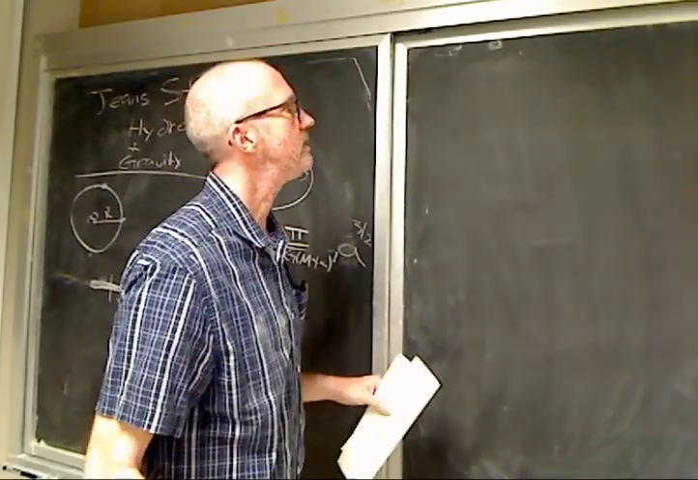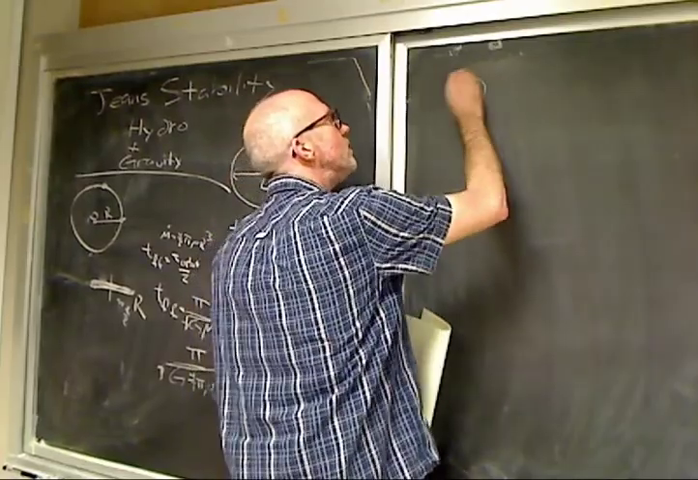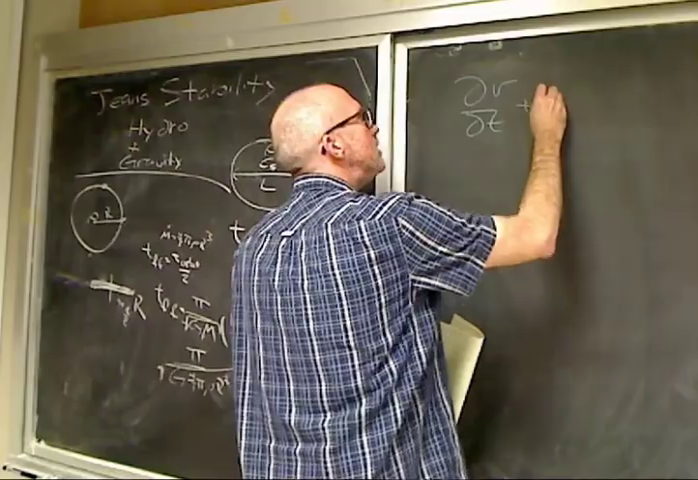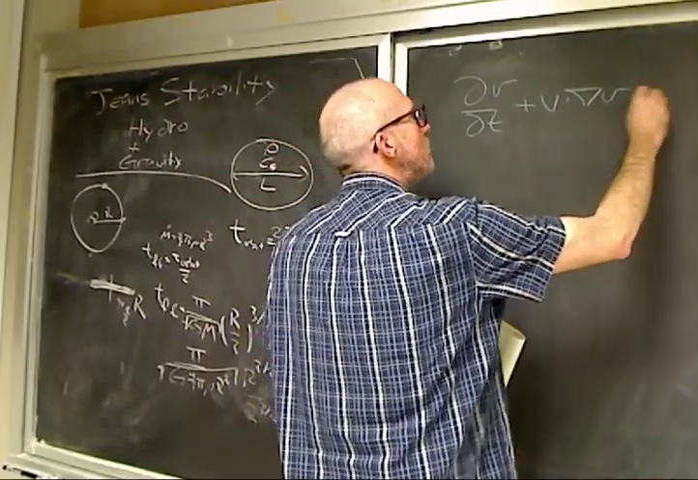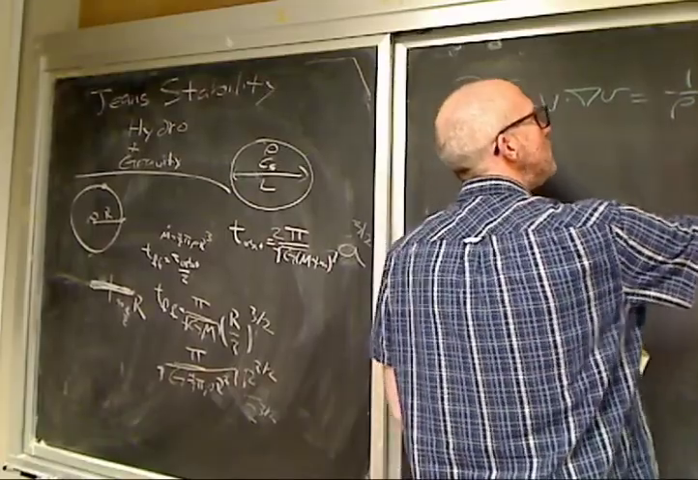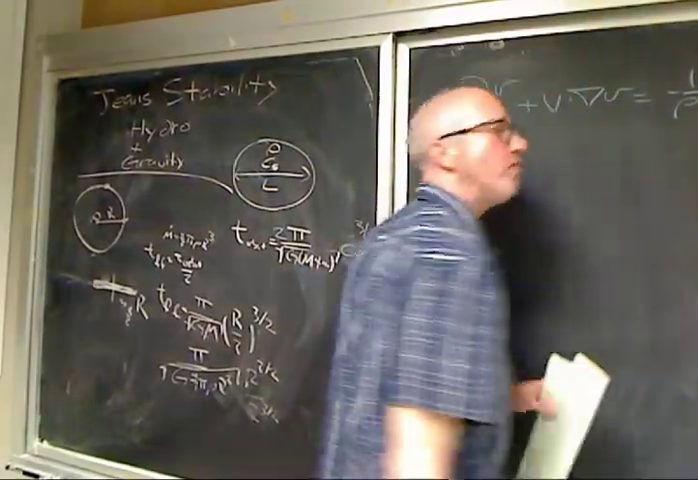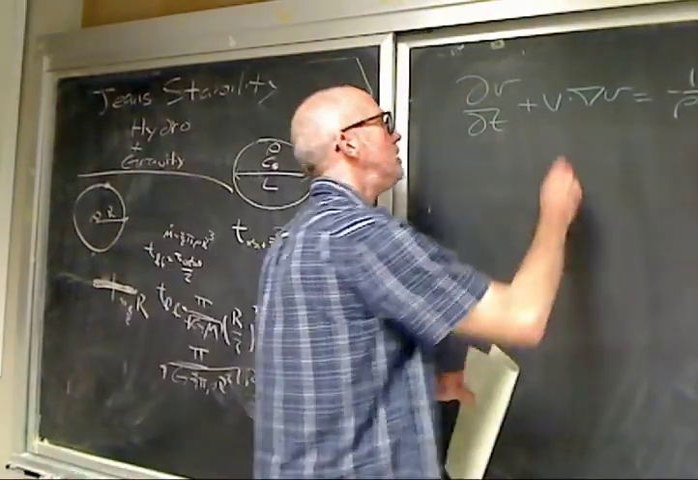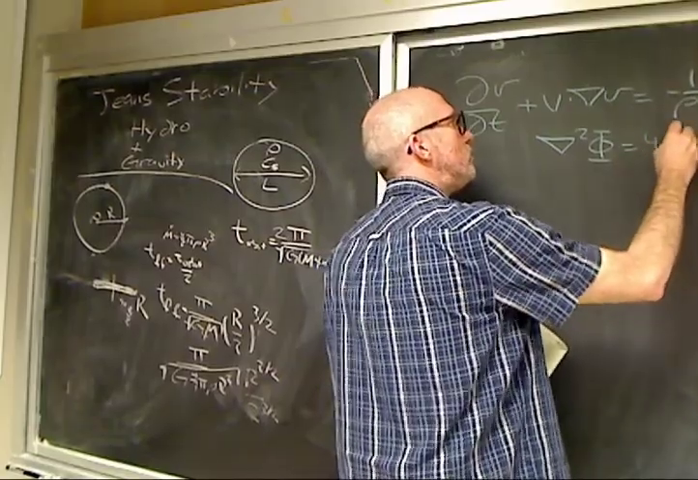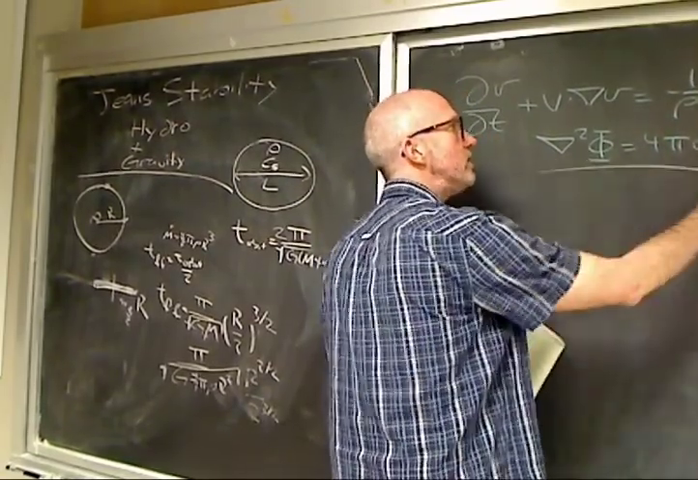Okay, let's do the same thing, but we'll start from Navier-Stokes. Let's start with Euler. dv/dt plus v dot grad v, and we'll throw that term out, is minus 1 over rho grad p minus grad big phi. Big phi is gravity. Remember, del squared big phi equals 4 pi g rho. This is the gravitational force law.